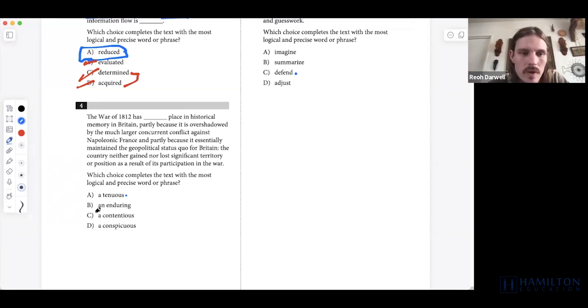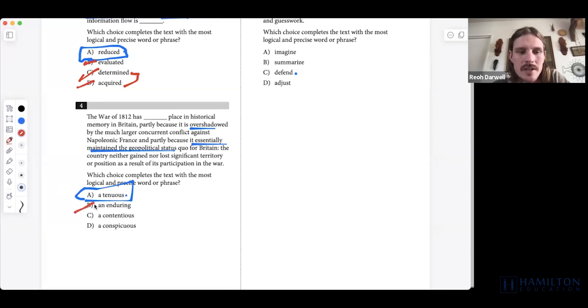Once we know that, the only word that really fits here whatsoever is tenuous, because when we read the logic of the passage, we see that the war is overshadowed, and because it maintained a status quo, we see that it's basically saying it doesn't have a strong or lasting importance in historical memory in Britain, because bigger things were happening at the same time and little changed for Britain in the War of 1812.